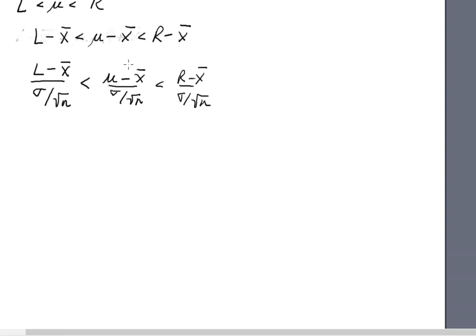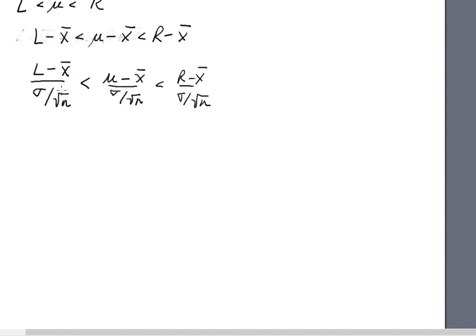You see that what we've got right here is almost a z, isn't it? Z is x bar minus mu over sigma over the root n. So this has got the sign of the numerator wrong, but if we could make this x bar minus mu in the numerator, then we'd have a z right here. Well, we can do that. We just have to multiply through by -1.